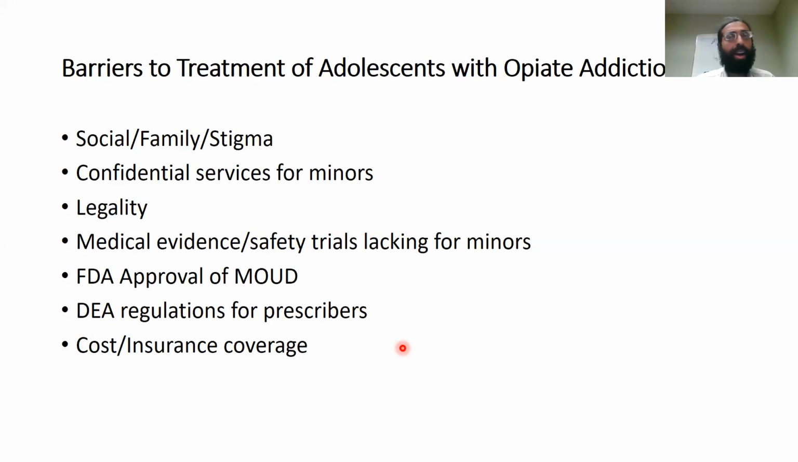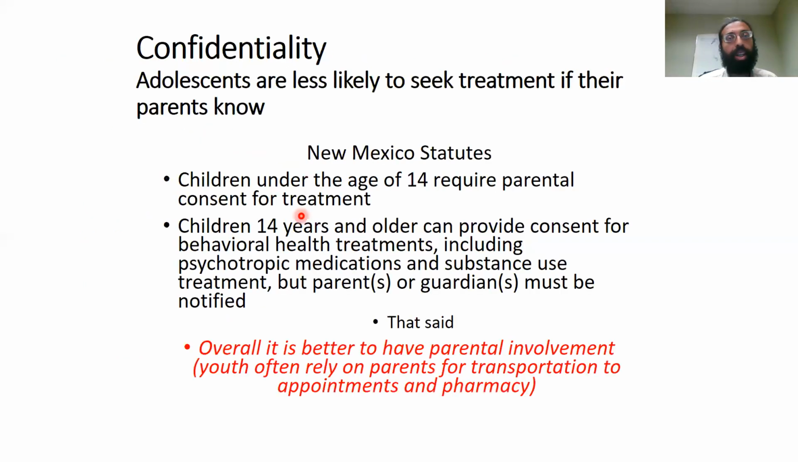So what are some barriers? What are the barriers to treatment? I've listed some, and these are just from things that I could come up with thinking about it: social and family stigma, confidentiality concerns, and legal concerns that I go into in the next couple of slides. Medical evidence and safety trials: there is less data. FDA approval, DEA regulations, cost, and insurance coverage, I think, all play into this.